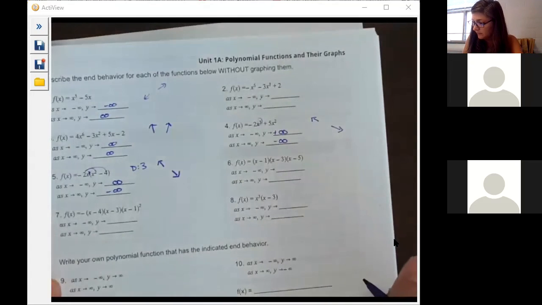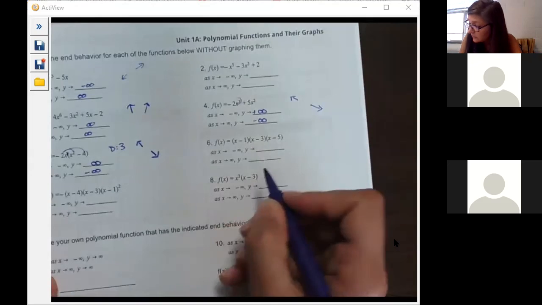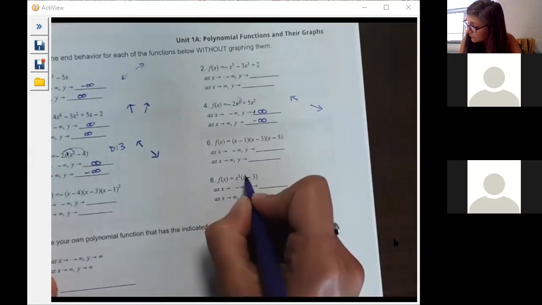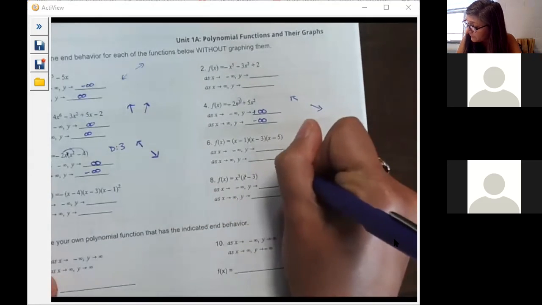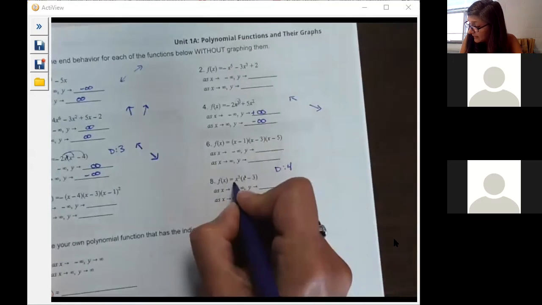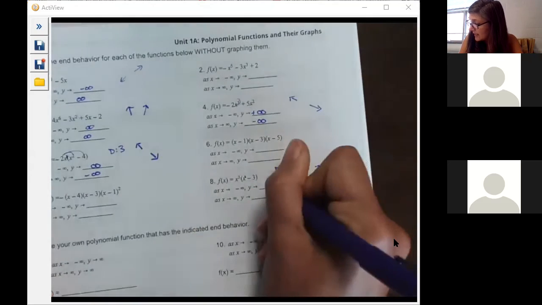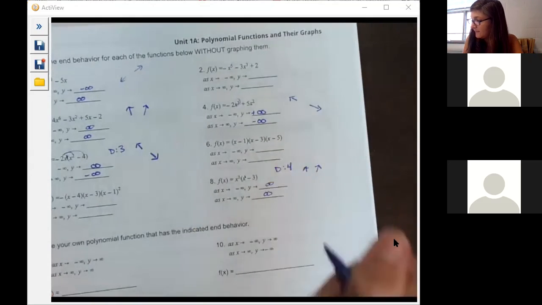Let's take a look at this guy right here. Another one where you could distribute if you wanted to, or we can add those exponents. 3 and 1 would be a degree of 4. Since it's even, our ends will go the same direction. Positive leading coefficient means both ends will go up. So we would have infinity and infinity.